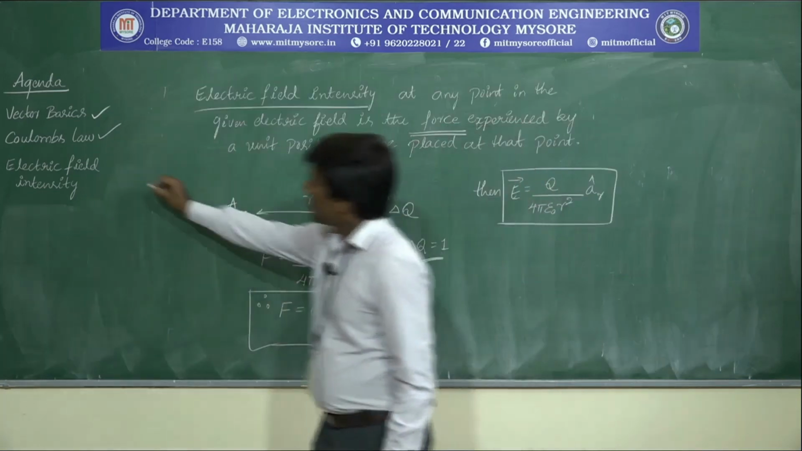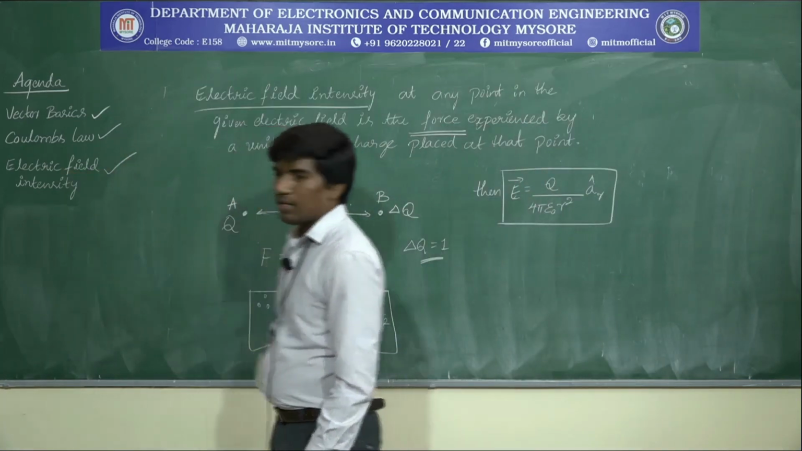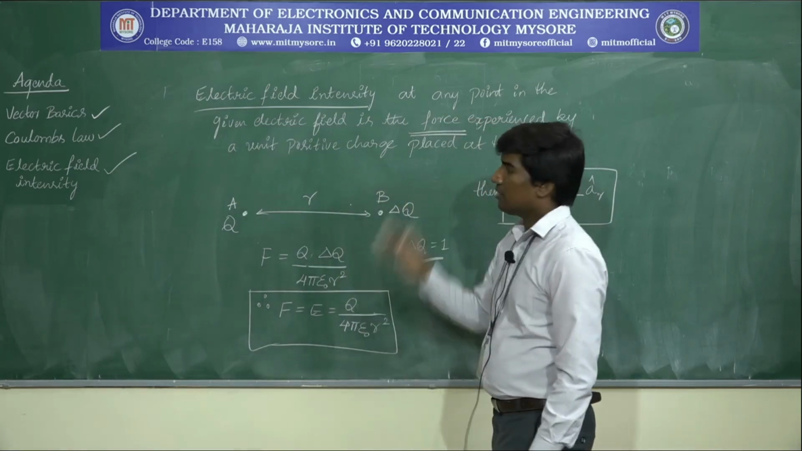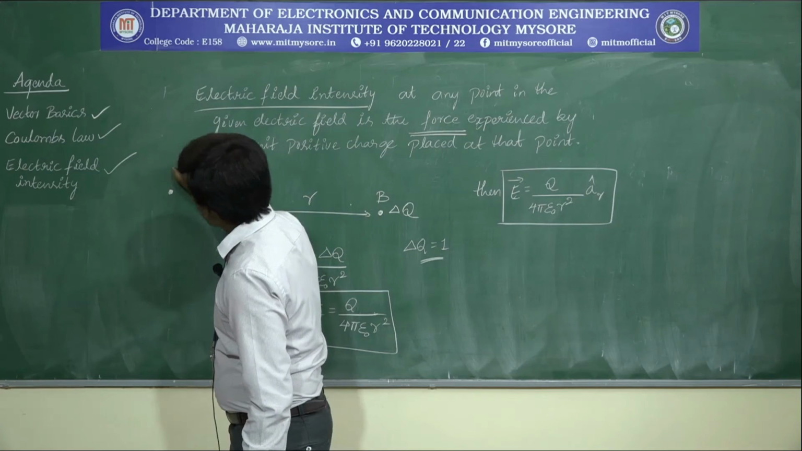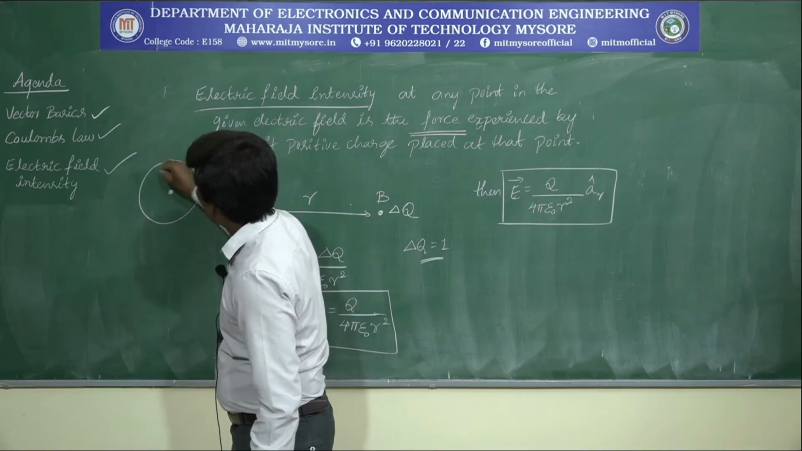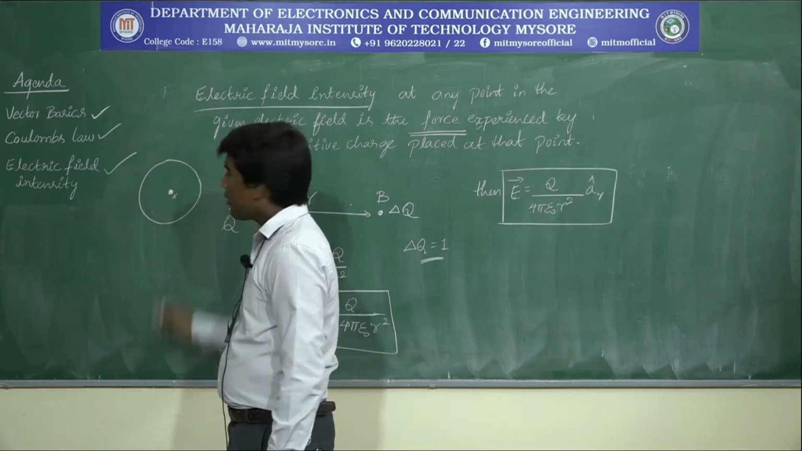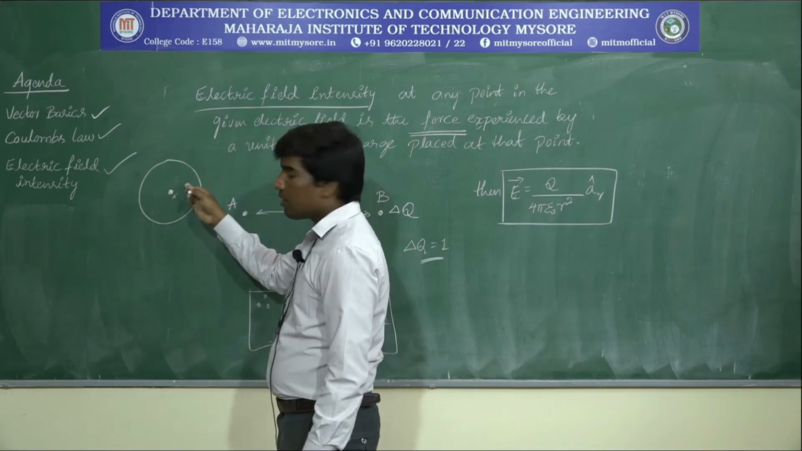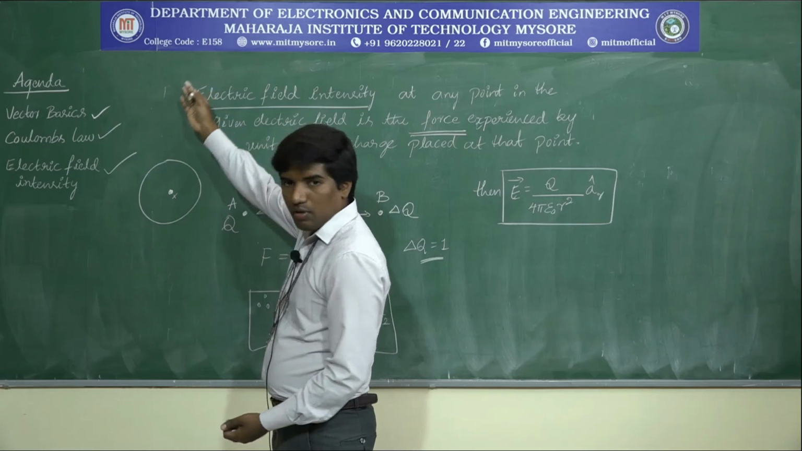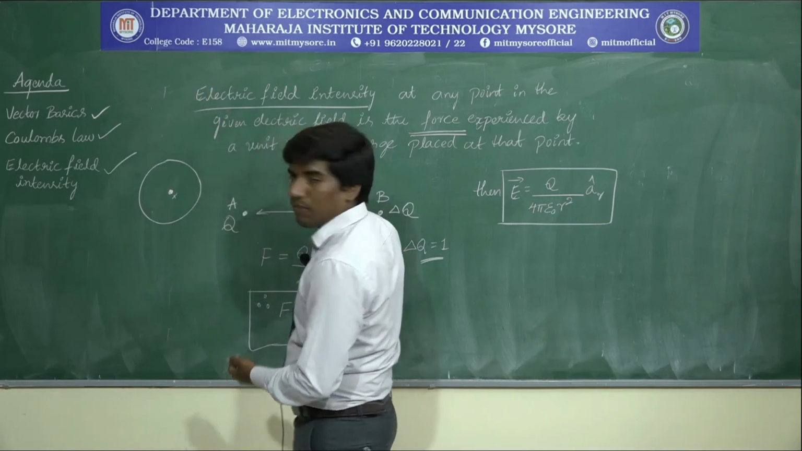Coming to the last point, electric field intensity. What do we mean by electric field intensity? We know that a particular electric charge creates a field around it. If we consider this as an electric charge which creates an electric field around it, when another charge comes into contact with this, it exerts a force on them. This is called electric field intensity.